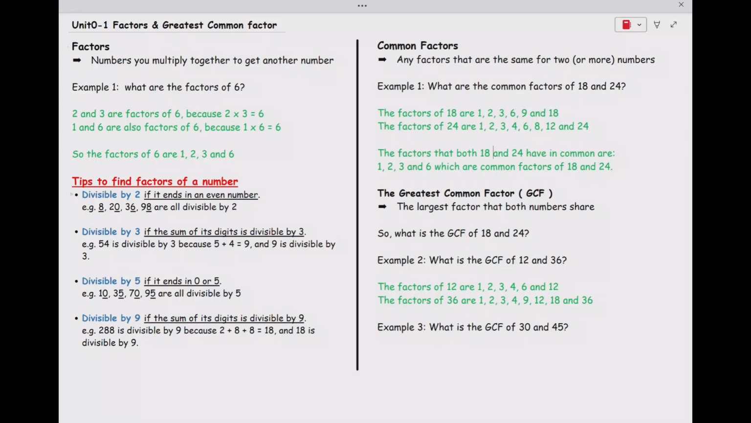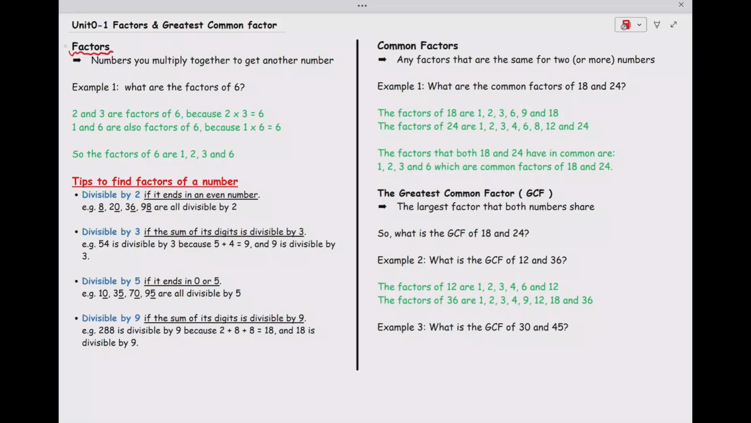Today's video is on factors and greatest common factor. Let's start by getting familiar with some basic terminology. The first one is factors. Factors are numbers you multiply together to get another number.